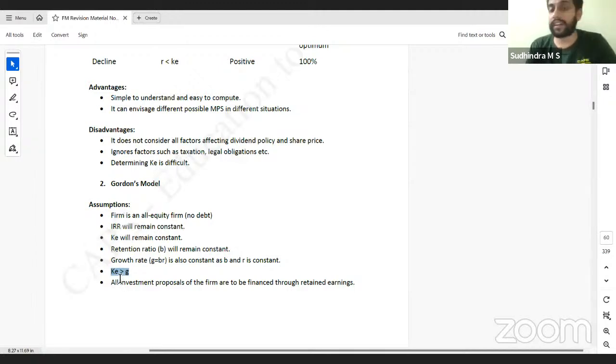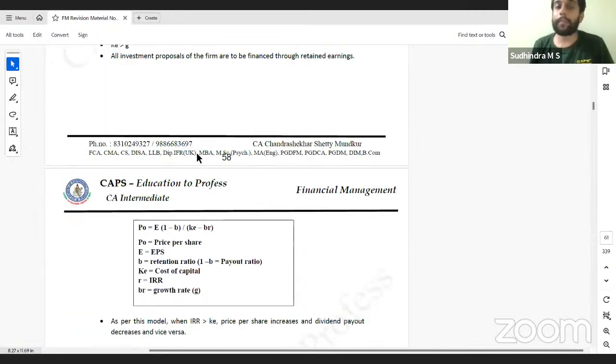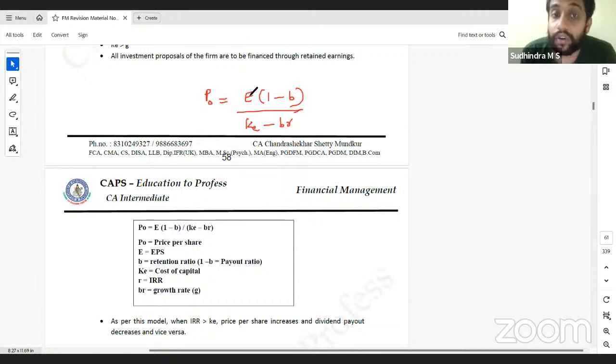So KE should always be greater than G. Then all investment proposals are financed through retained earnings, no debt. The formula for market price P0 is equal to E into 1 minus B divided by KE minus G, or BR. KE minus G, G is B into R, correct? Yes. So 1 minus B, B is retention ratio. 1 minus B is dividend payout ratio. E into dividend payout ratio is nothing but dividend, DPS. So whatever is there in the numerator is nothing but DPS, D. KE minus BR is G. Okay, that is Gordon's model.